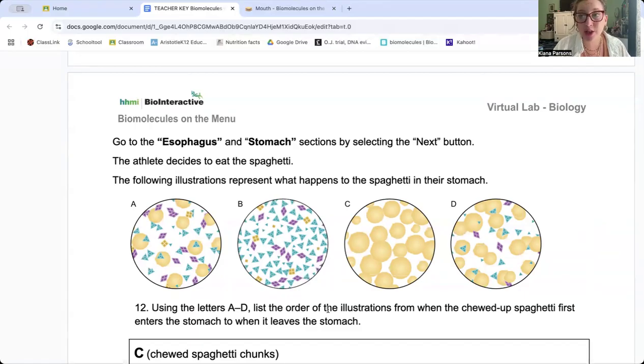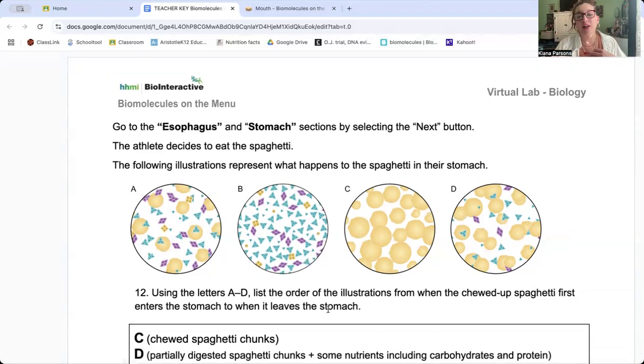So the first picture is going to be the picture of mostly the spaghetti chunks. So the chewed spaghetti chunks are in picture C, right? That's all we're looking at, those yellow balls. That's the chewed chunks of spaghetti. Then next up, we're looking for mostly chewed up chunks of spaghetti in the stomach, but we're starting to see digestion break that spaghetti down into the carbohydrates, fats, and proteins that it is made out of. So that's going to be picture D.